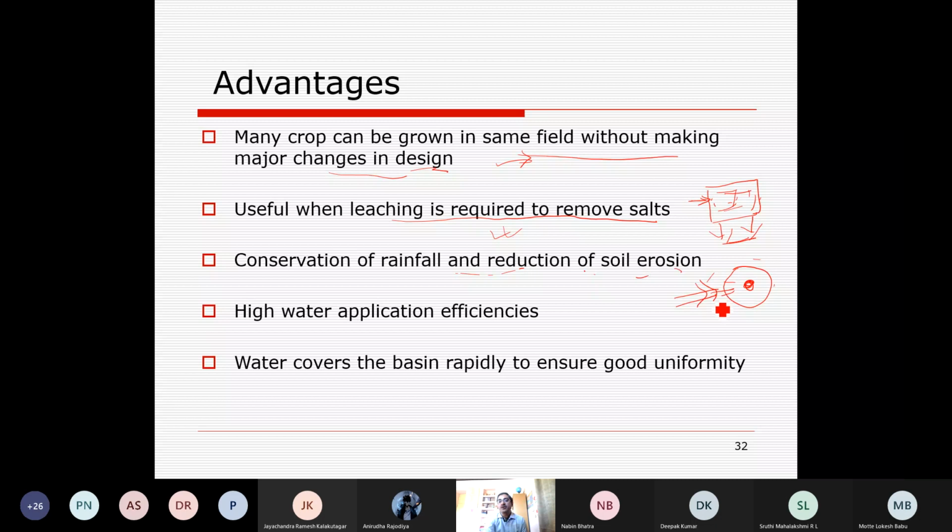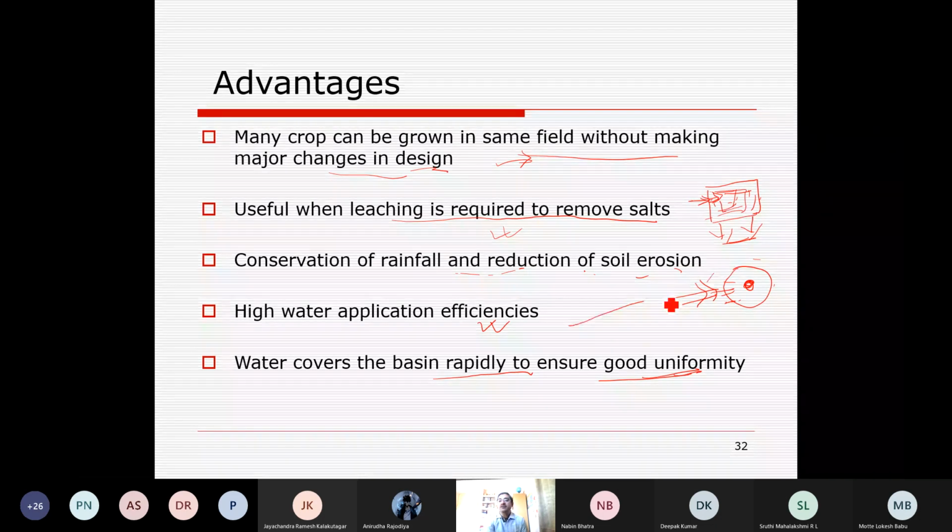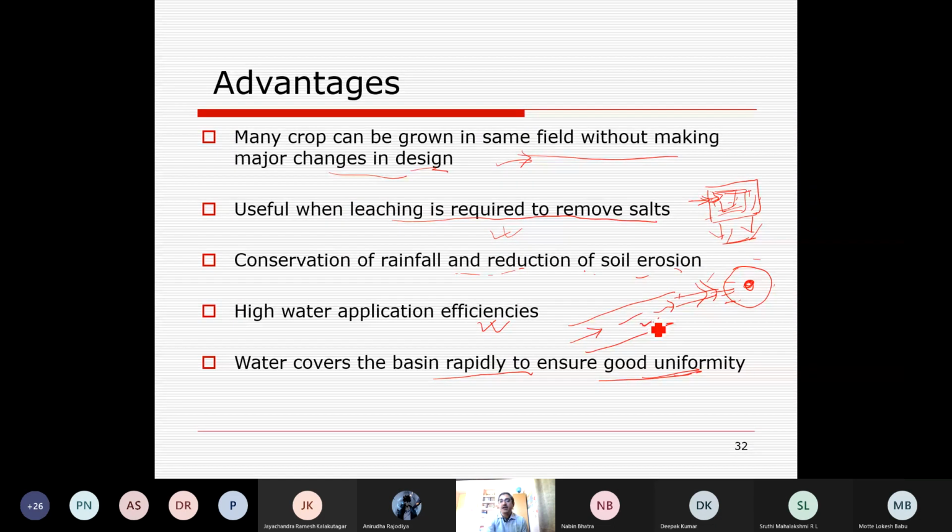High water application efficiency with respect to the previous condition, that is border. Water covers the basin rapidly to ensure good uniformity. The reason is it is a small area, so immediately when water is applied, it covers the whole field very fast and in short time. At the border, it takes longer to cover the whole field, so uniformity is relatively less with respect to basin.